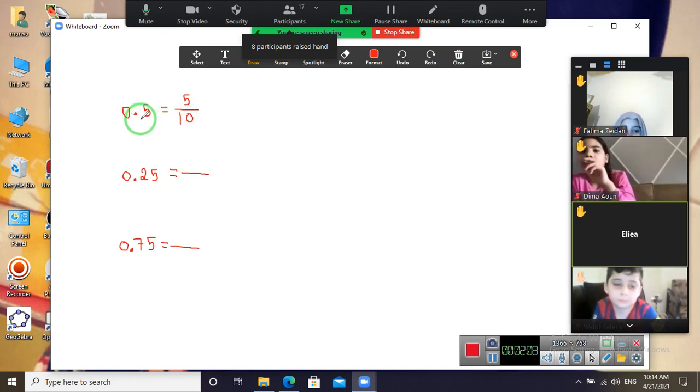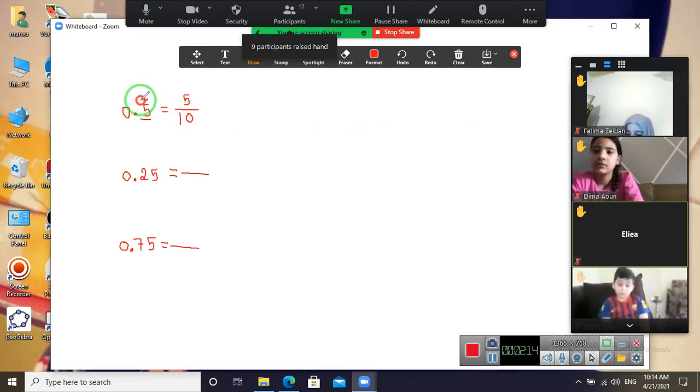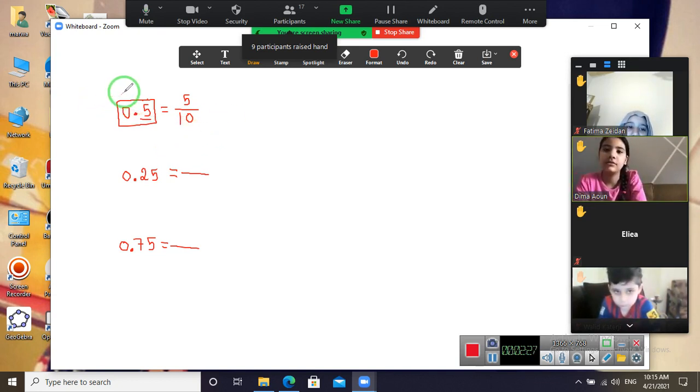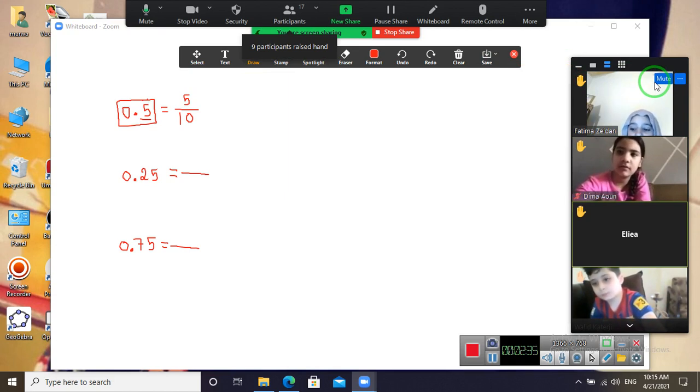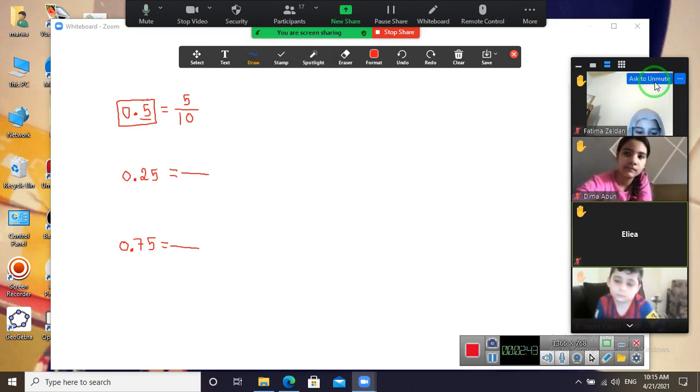Now if you want to read this number in word form, how do you read it? Read for me this number. You can say 0.5 or we can read it in another way. What do we say? No, you are not studying well. 5 what? 5 tenths. Excellent. Pay attention, dear. 5 tenths. That means 5 over 10.